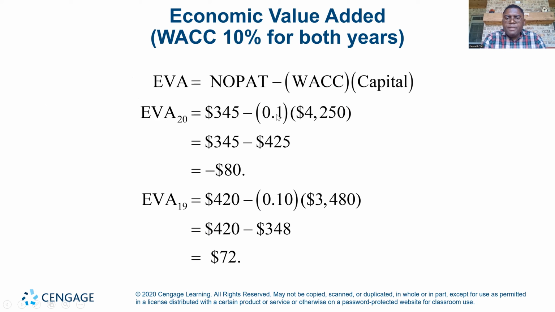The WACC, weighted average cost of capital, is given as 10%. So we bring it into this formula, which is 0.1. And then we have the net operating profit after taxes, which is 355. So that gives us a negative economic value added for the current year.